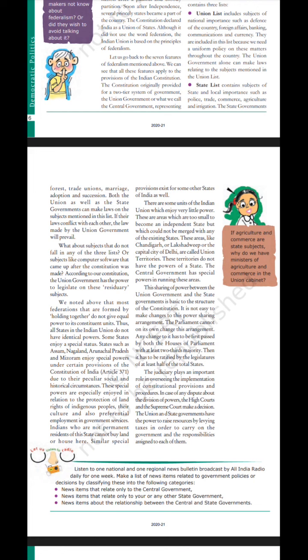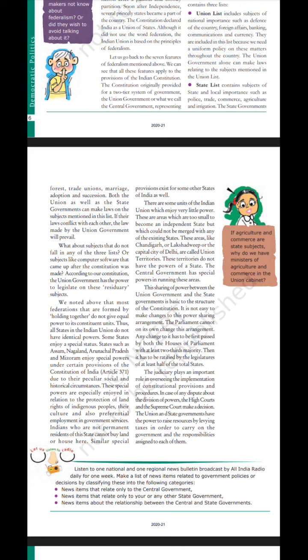We noted above that most federations that are formed by holding together do not give equal power to their constituent units. Thus, all states in the Indian Union do not have identical powers. Some states enjoy a special status. Jammu and Kashmir has its own constitution. Many provisions of the Indian Constitution are not applicable to this state without the approval of the State Assembly. Indians who are not permanent residents of this state cannot buy land or house here. Similar special provisions exist for some other states of India as well.